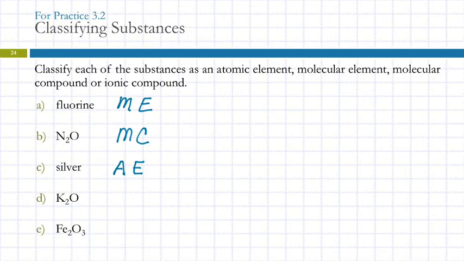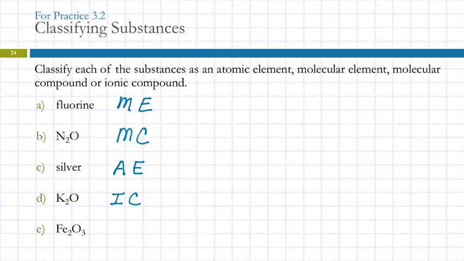K2O, element or compound? Compound. Ionic or molecular? Ionic. How do you know if it's ionic or molecular? We know this is ionic because the first element, potassium, is a metal. Oxygen is a nonmetal. So if we have a metal and a nonmetal, it's ionic. Here we've got 2 nonmetals.